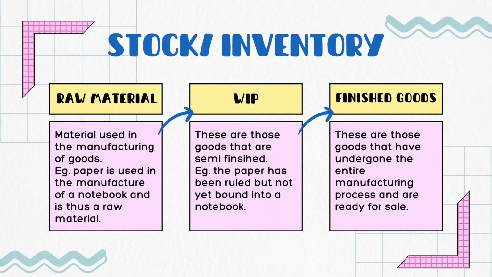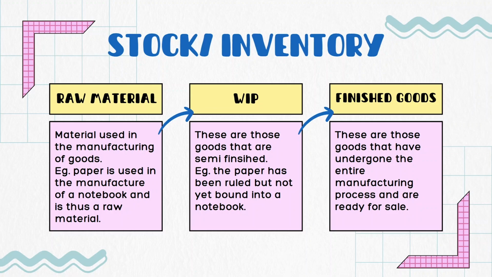Next, we have inventory or stock. Now, stock are those goods that the company sells in its ordinary course of business. Stock, in case of a manufacturing concern, will have three levels. One is raw material, material used in manufacturing the final product. For example, the company manufactures notebooks. So, in this case, paper will be used as a raw material.